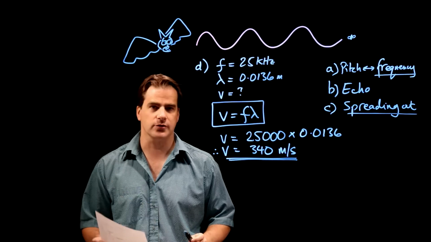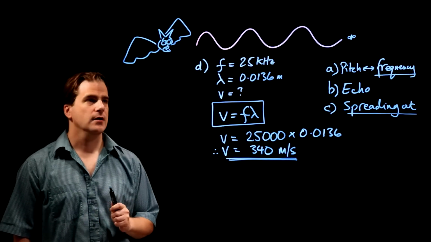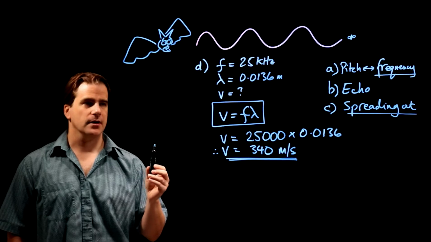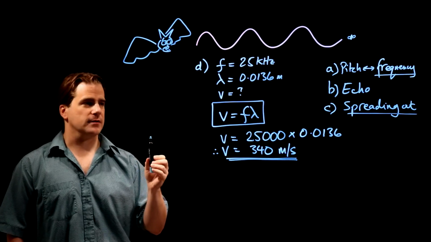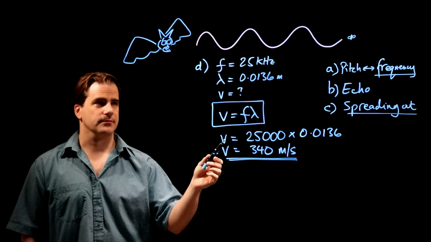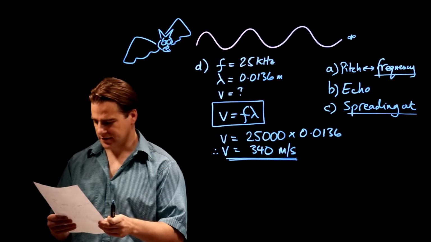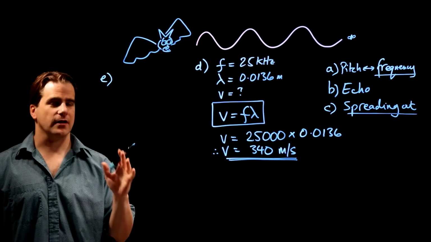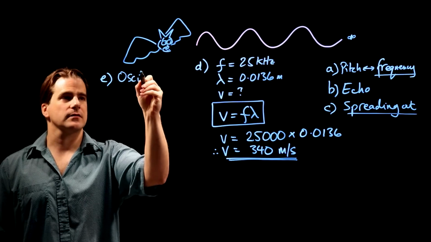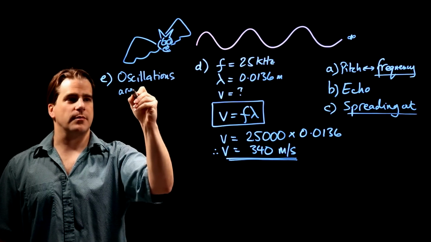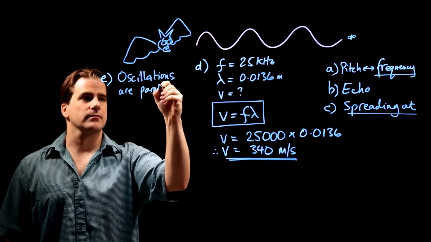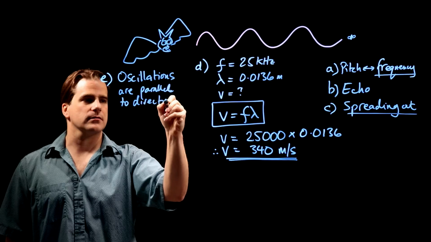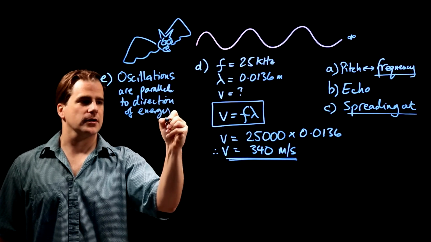Describe a longitudinal wave. 2 marks. Right. Well, what is a longitudinal wave? Firstly, a sound wave is a longitudinal wave. I'm just going to dive straight into the correct answer. To get the marks in the exam, just say that a longitudinal wave, the oscillations are parallel to the direction of energy transfer.